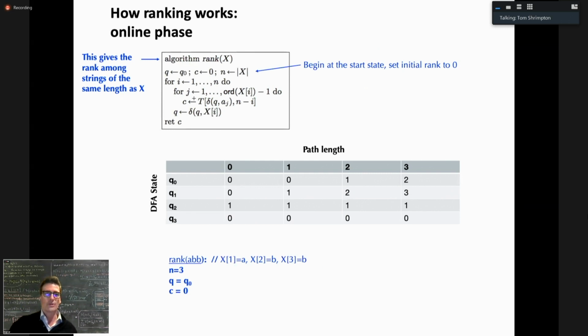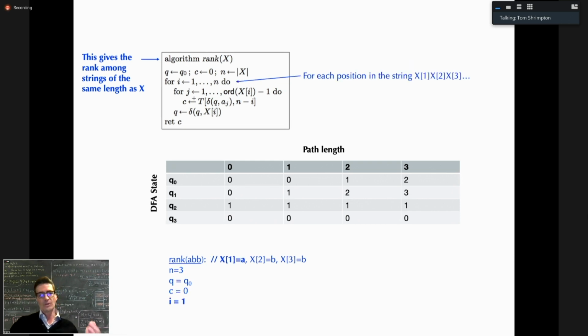Maybe I'll just do a real quick run through here of how ranking works, just to give you some idea. So this algorithm rank here gives you the rank among all strings of the same length as its input. So you start out by initializing, you say, okay, I'm going to start at the start state, and n is the length of my string. And so for i going from 1 to n, I'm going to do the following things. So down here at the bottom, we're going to rank the three symbol string A, B, B. So we're going to call x1 is A, x2 is B, and x3 is B. N is the length of the string, that's 3. We're currently in the start state, and the rank so far is 0. All right, so we drop into this for loop. For each position in the string, we're at the first position at the moment, we've just come in, so i is equal to 1.